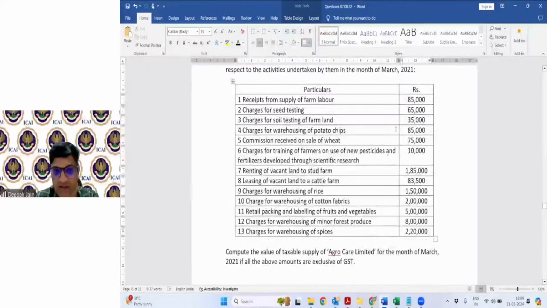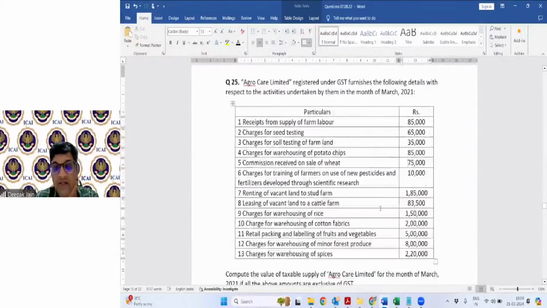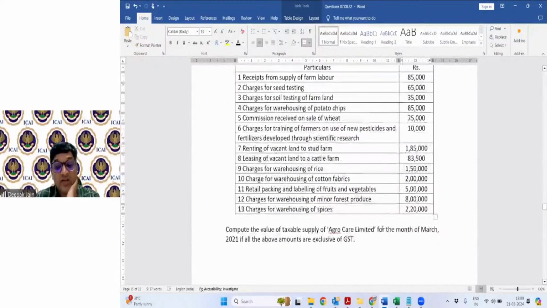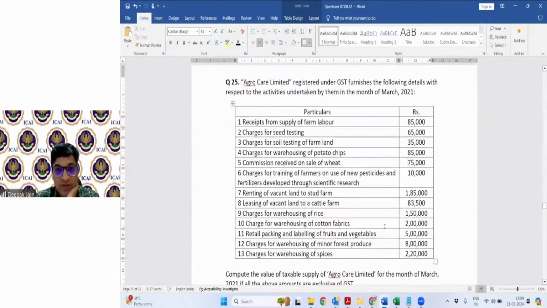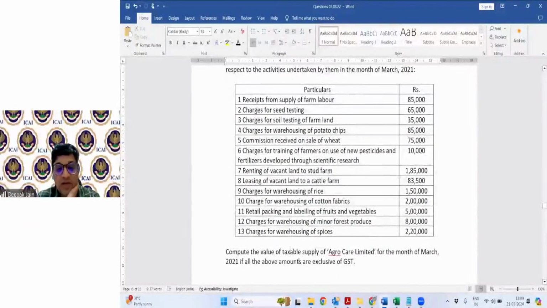So there's not much complication in this. Each of these activities we have to see whether it is chargeable to GST or not. Ultimately compute the value of taxable supply of Agro Care Limited for the month of March 2021 if all the above amounts are exclusive of GST.